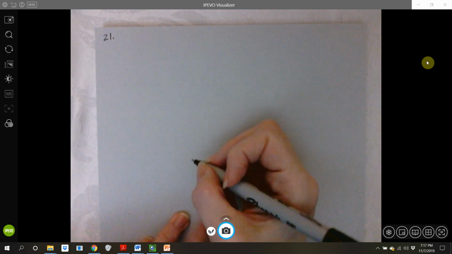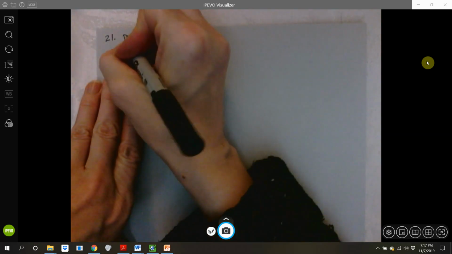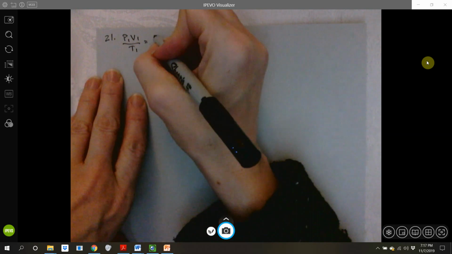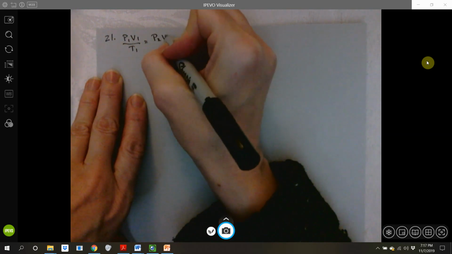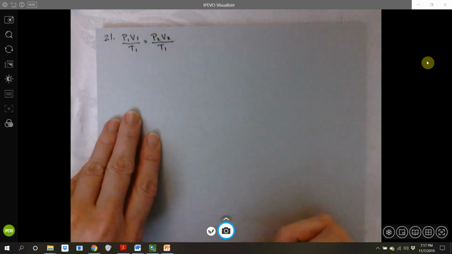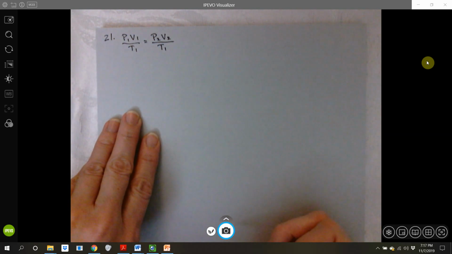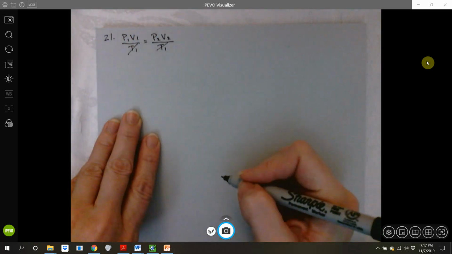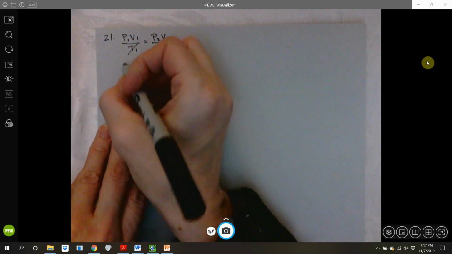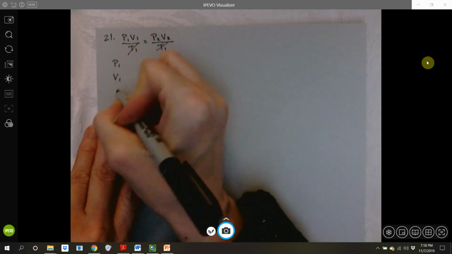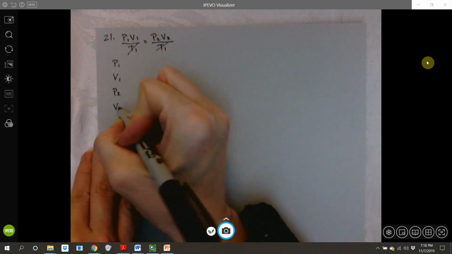Okay, so we'll start with P1 V1 over T1. We'll just start with the whole equation here, the combined gas law. And the question says, assuming constant temperature. So we can take out the T's and just worry about the P's and the V's. So down the side here, I'll say P1 V1 P2 V2.